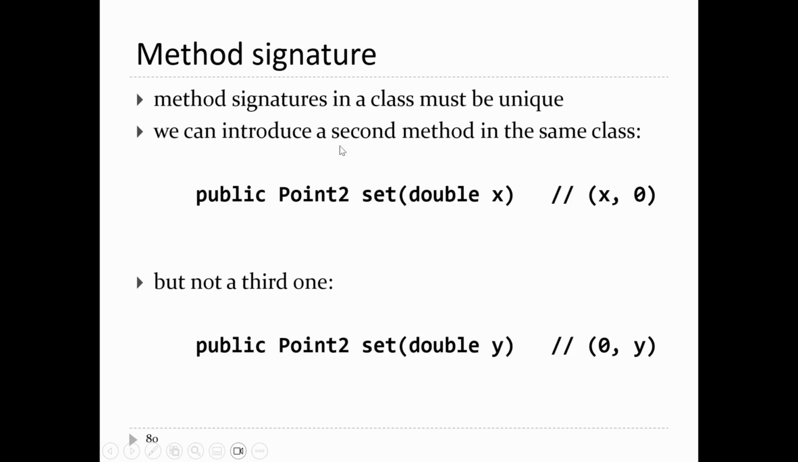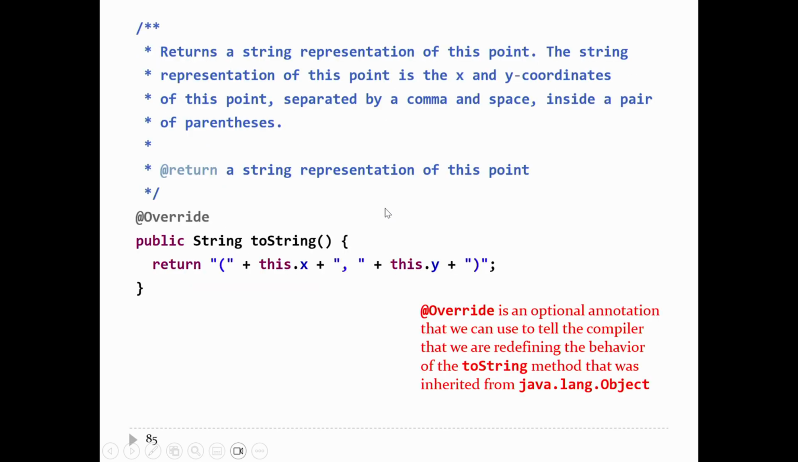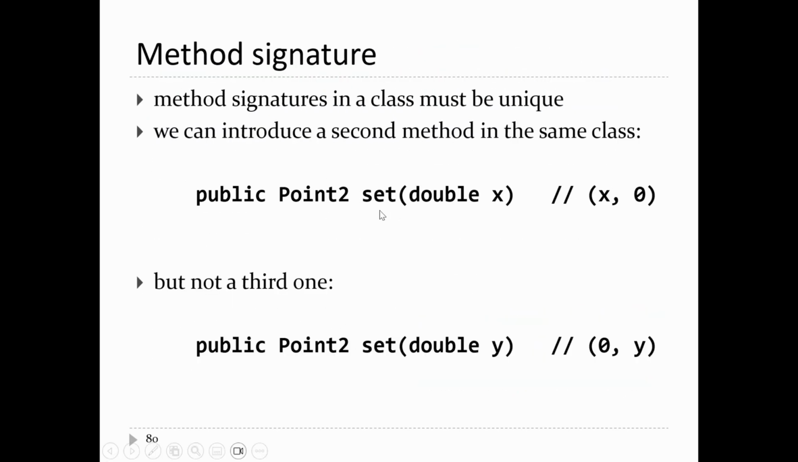So the rule in Java is that you can put whatever method you want into your class as long as the signature of that method is unique. So the name, you can have multiple methods with the same name. We have one method called set already in our class. It takes in a double and a double. If you wanted to, you could add a second version of set.